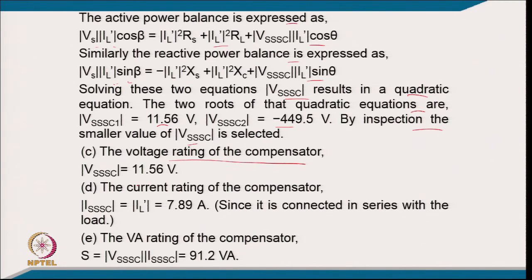So, the voltage rating of the compensator is 11.56 volt, and the current rating is the same as the load current, 7.89. So, the kVA rating will be VSSC into ISC, it comes 91.2 VA.